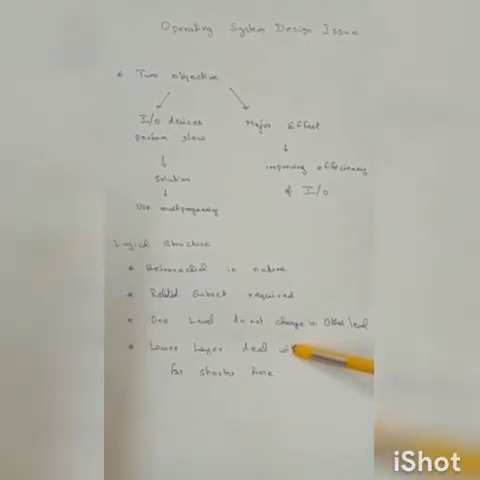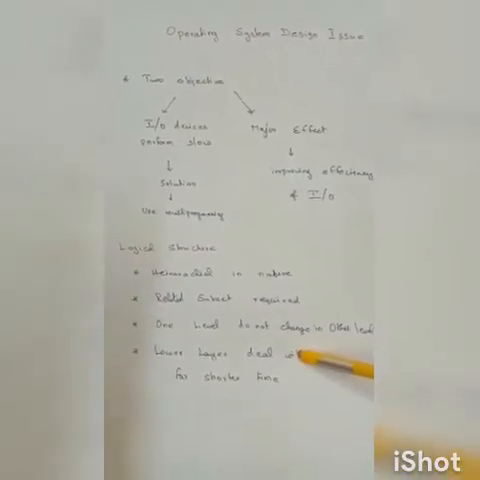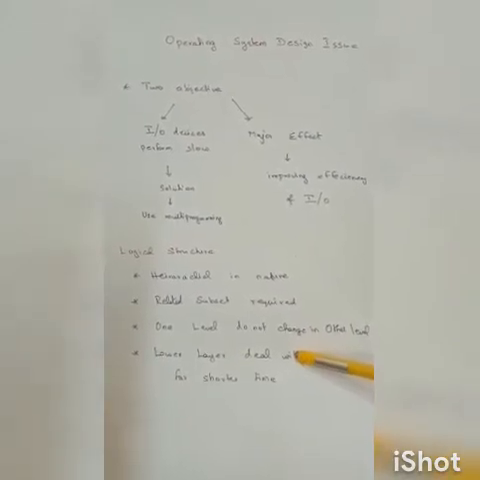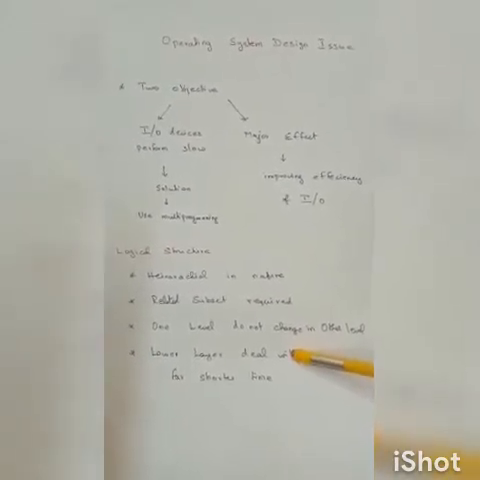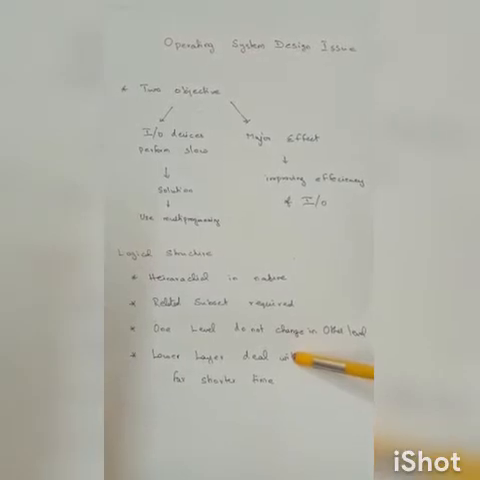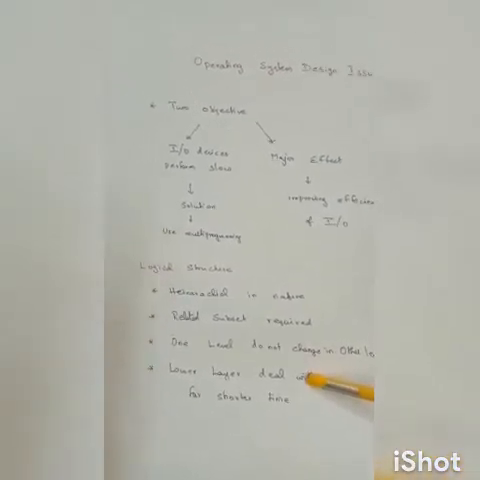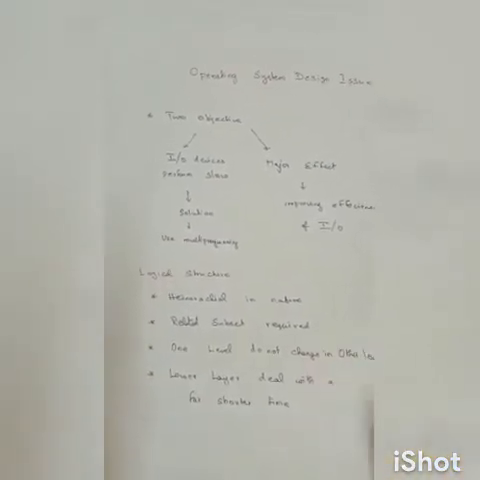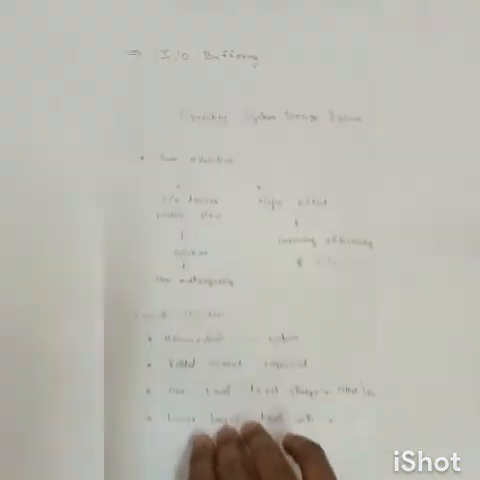At the lower level, it deals with a very short time, because that's the last one of the entire process design. So it will happen in a very short time, and then it gives the solution much faster. That's what it deals with. Okay, so these are the two objectives, and this is a logical structure of your operating system design issue.